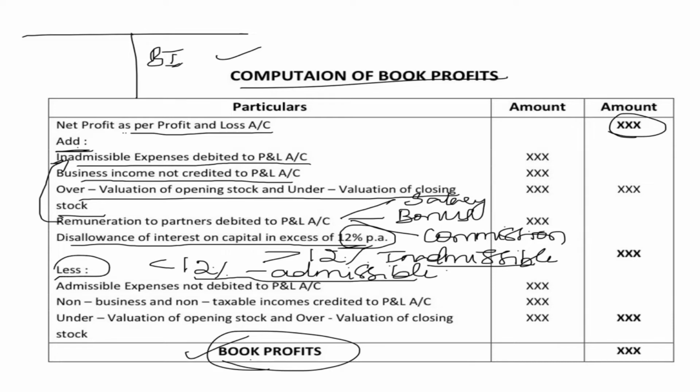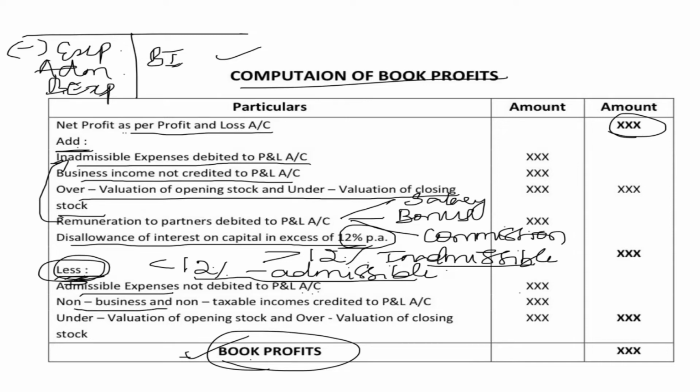Now, less admissible expenses not debited to profit and loss account. Those items which are deductible here, if they have not considered admissible expenses, then you will deduct it. These are business expenses. If they have not considered the business expense on the debit side of the P&L account, then you will deduct here to get proper book profit. So admissible expenses not debited to profit and loss account will be considered here.